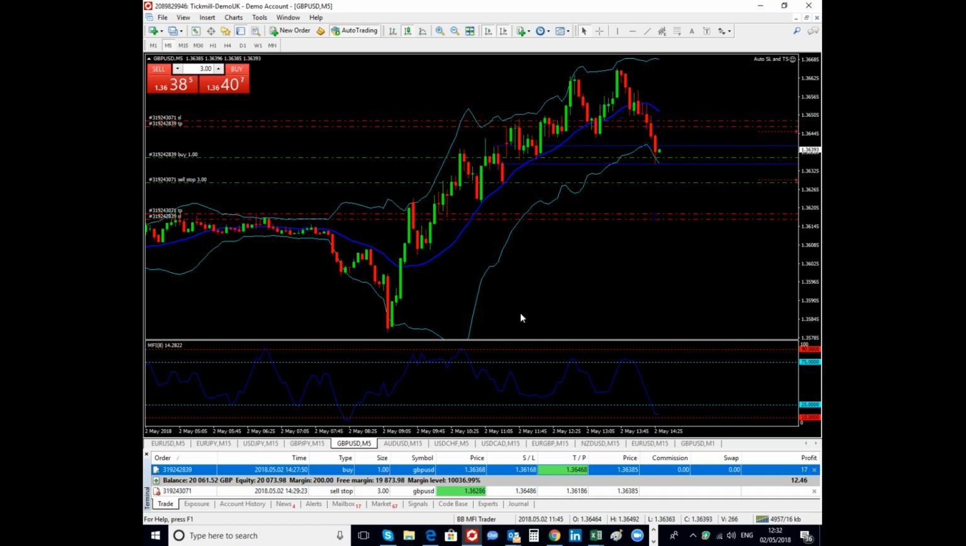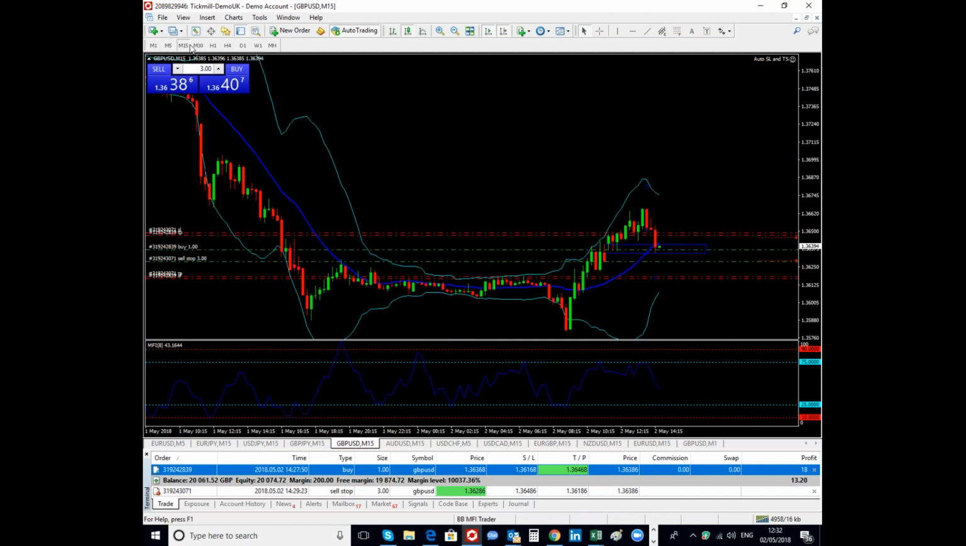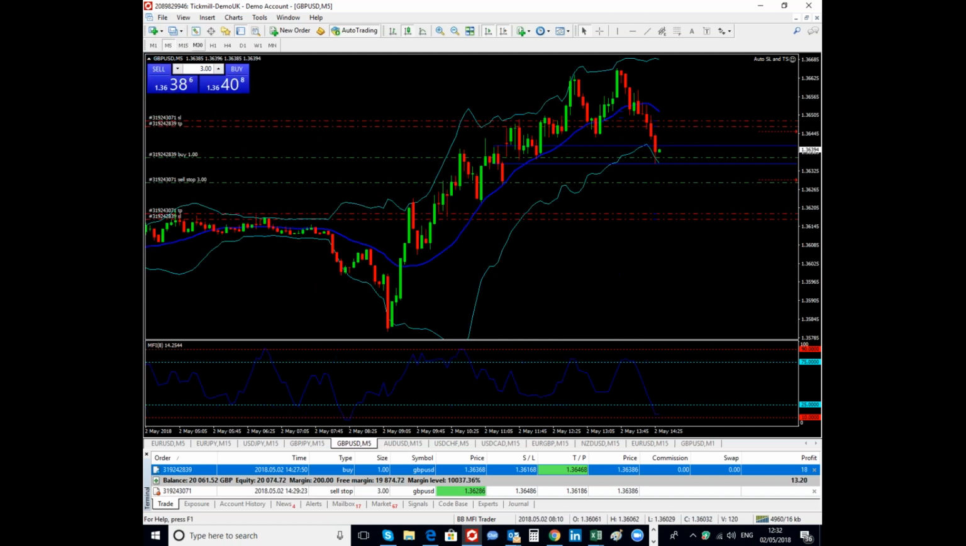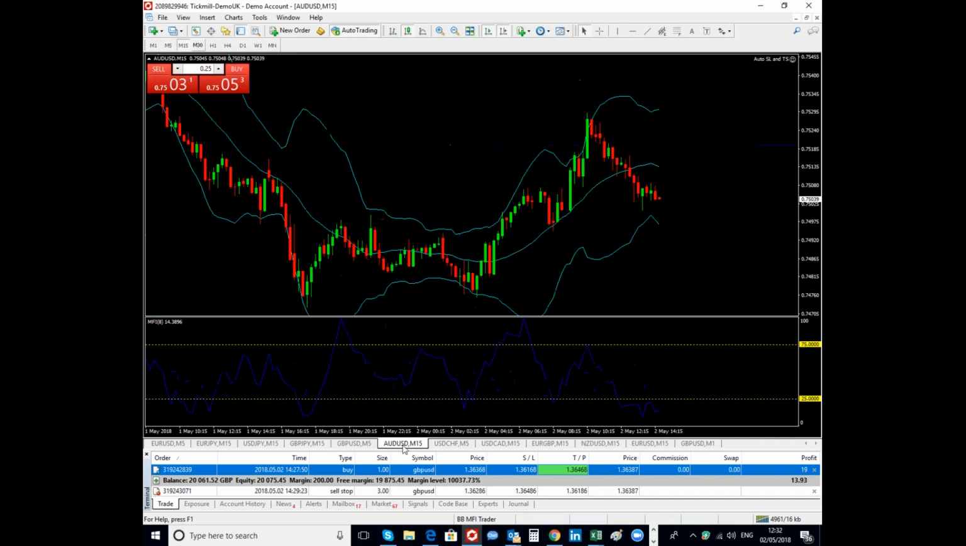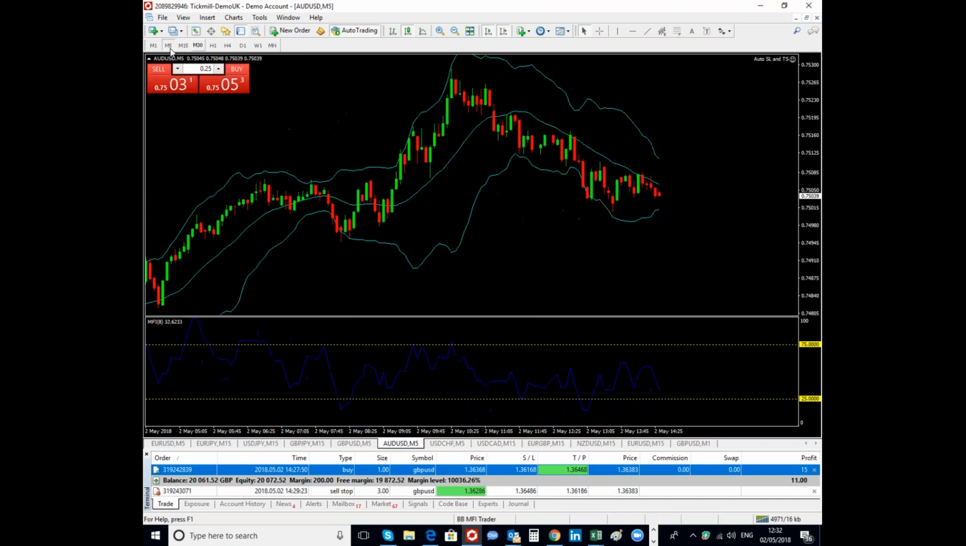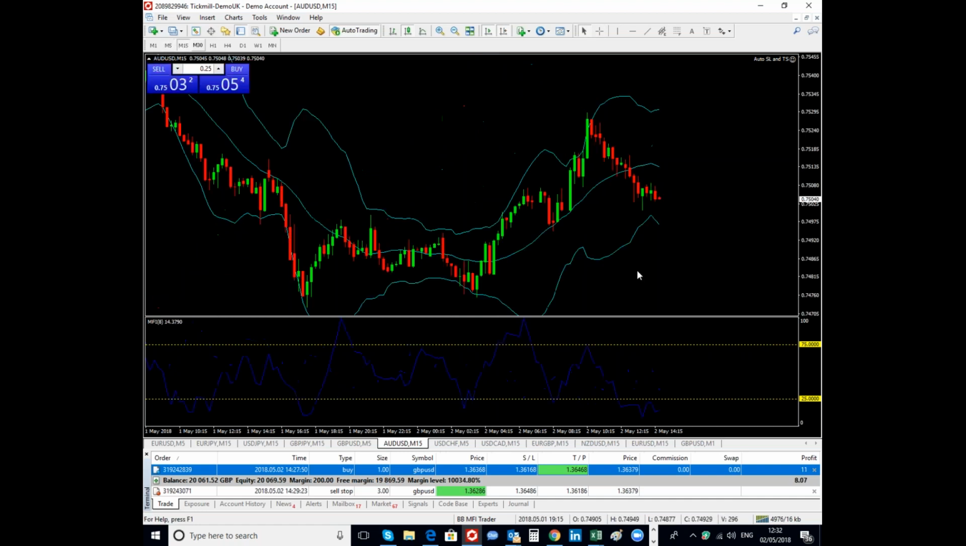So why don't we flick through and see what else is going on before we look at 15 minutes? So let's carry on. 5 minutes. This one here is not setting up for anything just yet. It's clearly trending though, as you can see, on this 5 minutes. On the 15 minutes, it still needs another 5 pips to drop. So we could get an entry on Aussie dollar as well.